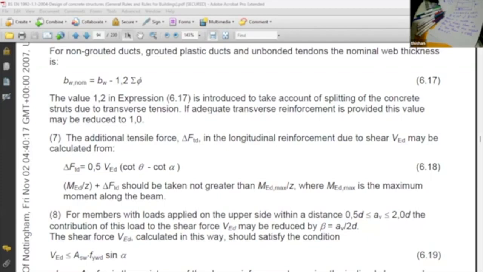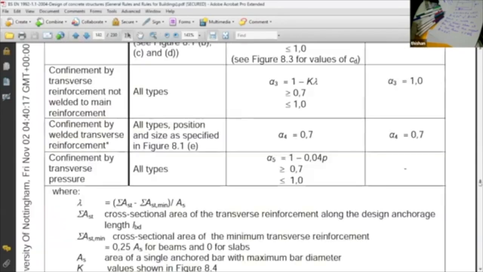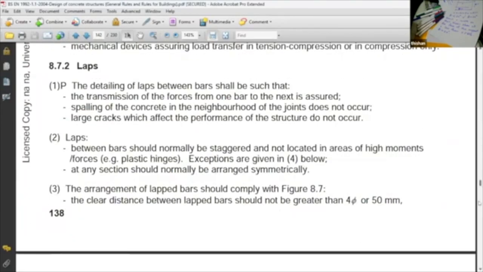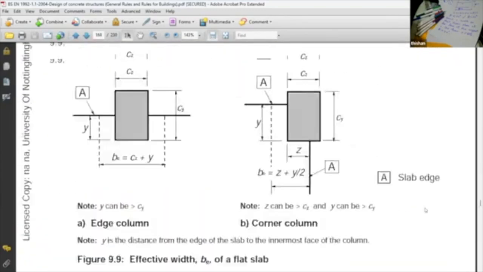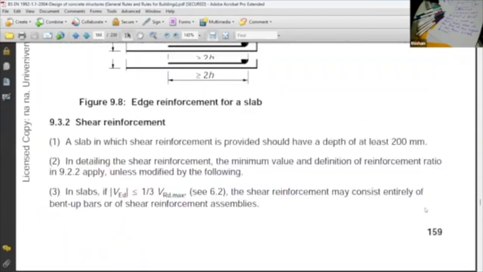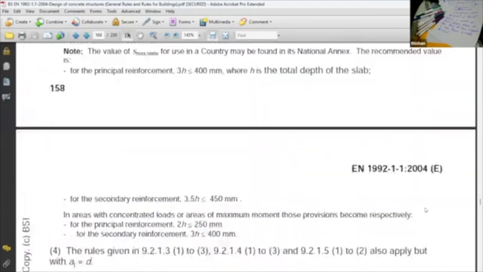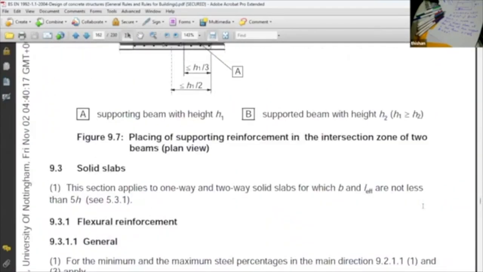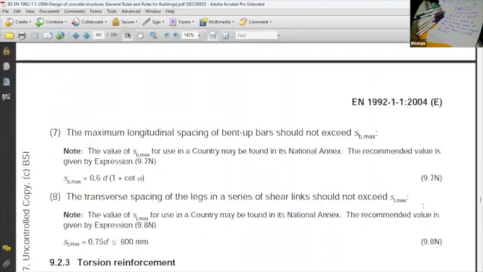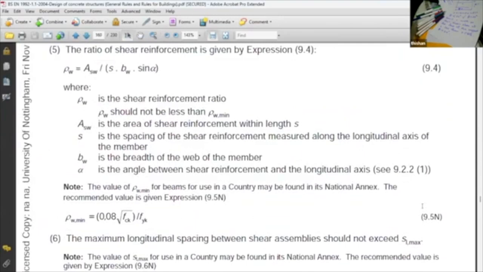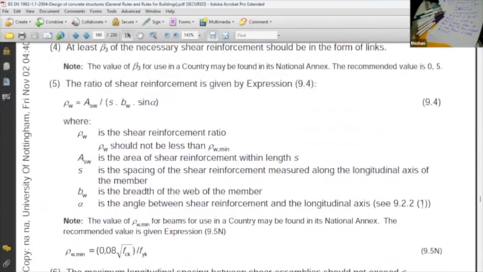Then when you go to Section 9, it says the minimum reinforcement. Section 9 is all about minimum reinforcement. Here you get it.